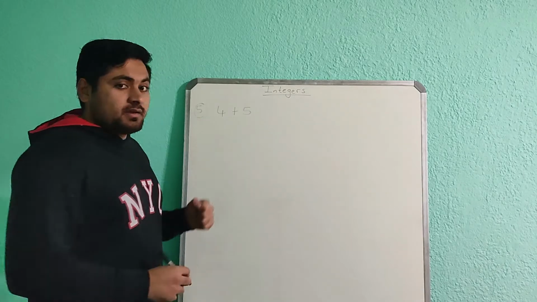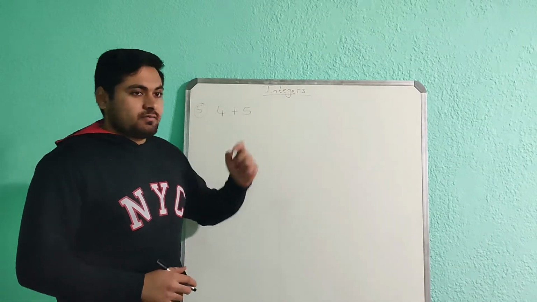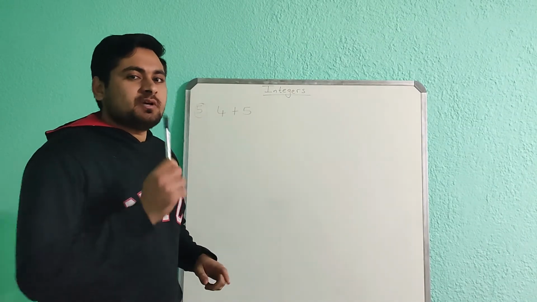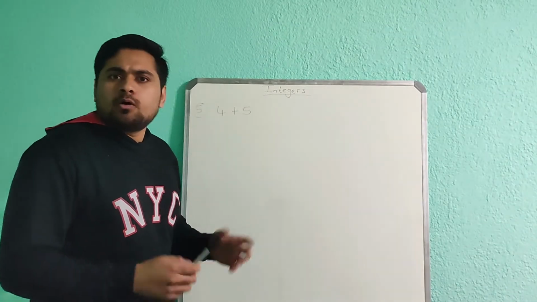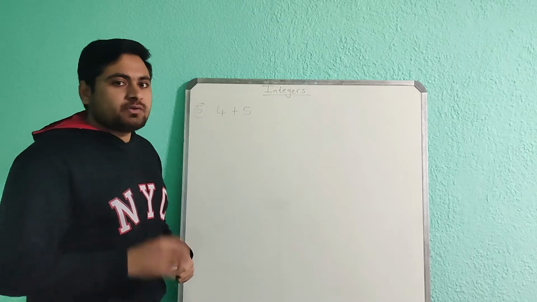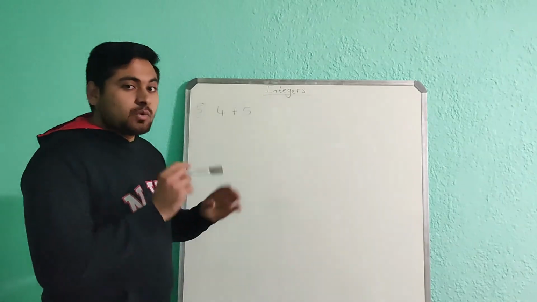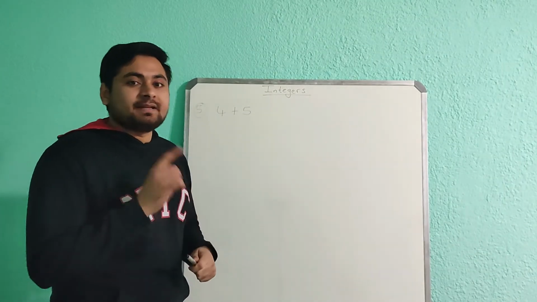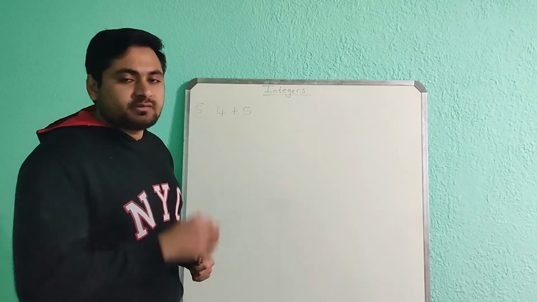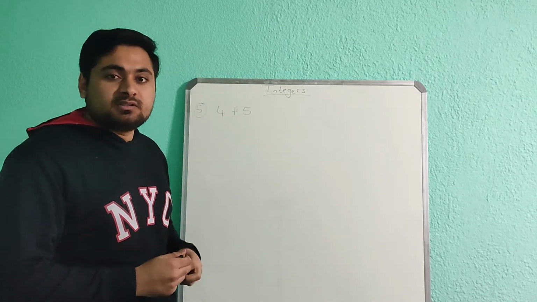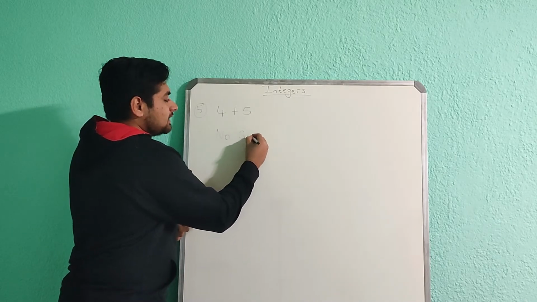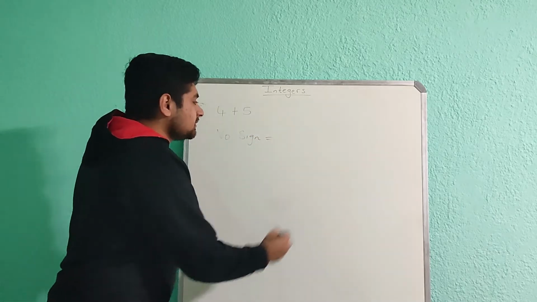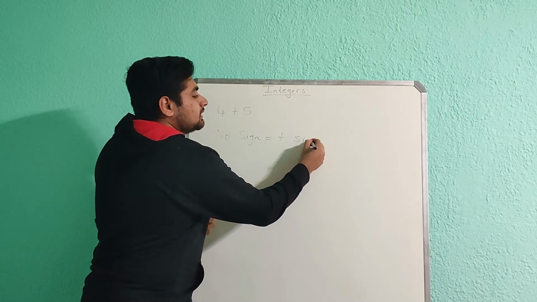Now number 5 says 4 plus 5. What rule is that? You must be thinking, there is no sign in front of the 4, but our rules have signs. Always remember, if there is no sign in front of a number, that number is always positive. There is an invisible positive sign. So if there is no sign, that is equal to a positive sign.